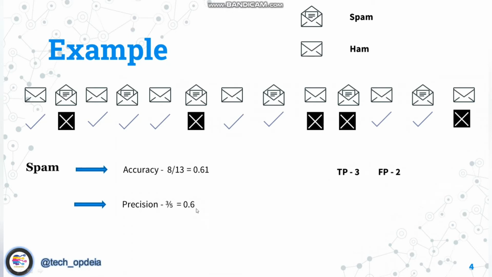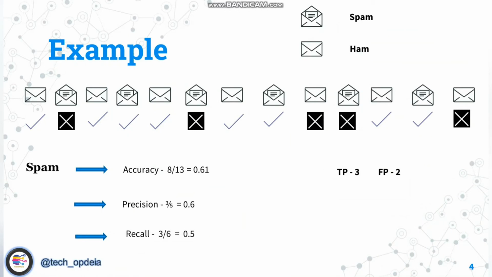Precision is how many positives, means in this example spam, how many spam we got predicted correctly out of total positives, whether it is true positive or false positive, means TP divided by TP plus FP. How many positives we predicted out of total positives, means in the denominator we will include both true positives and false positives. Now what is recall?